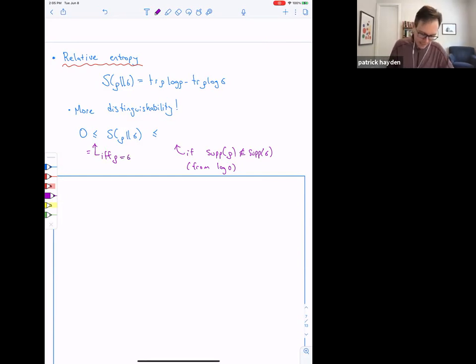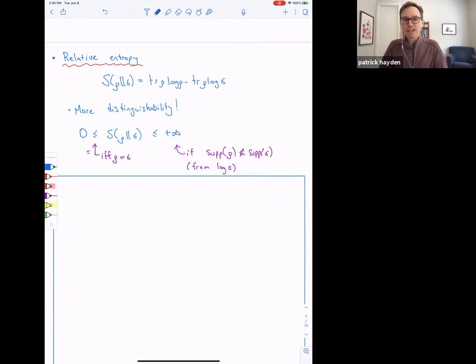But it can actually get as large as being infinite. And it's both a virtue and a defect. It's actually very easy for it to get infinite because of the trace of rho log sigma piece. A log of 0 can easily give you something infinite. So if the support of rho is not contained in the support of sigma, then this thing is infinite.